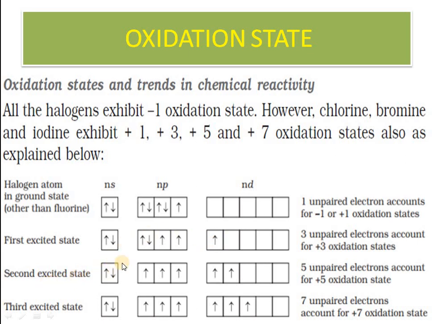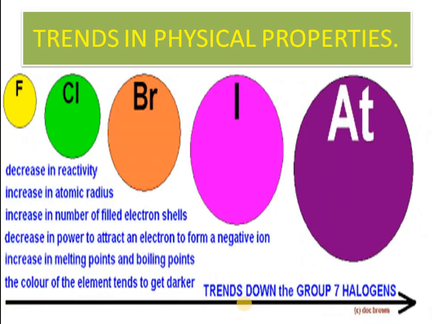Similarly, if I remove one more electron from here in the excited state, now we have 5 unpaired valence electrons. 5 electrons can be lost, so therefore it will exist in the +5 oxidation state. Similarly, if I remove one more electron from here, then here also this electron will be there, 1 only, not 2. So there will be 7 unpaired valence electrons, so therefore the oxidation state will be +7.